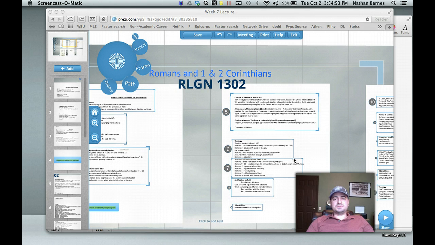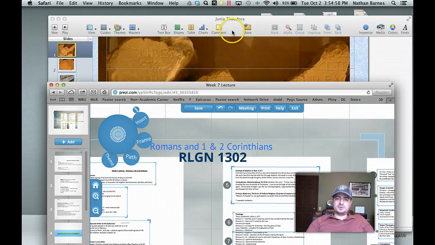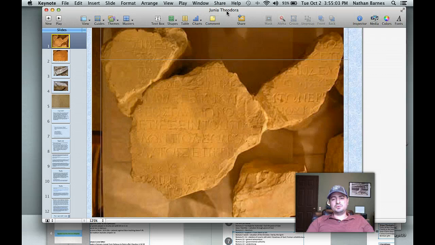Before I begin, I'm just going to move my lecture down a little bit, and I'm going to show you some pictures that I'm going to refer to during the lecture. This here is the Gallio stone. I've referred to it before in my lectures, and I've also showed you this picture before, but I wanted to show it to you again because it's so important.